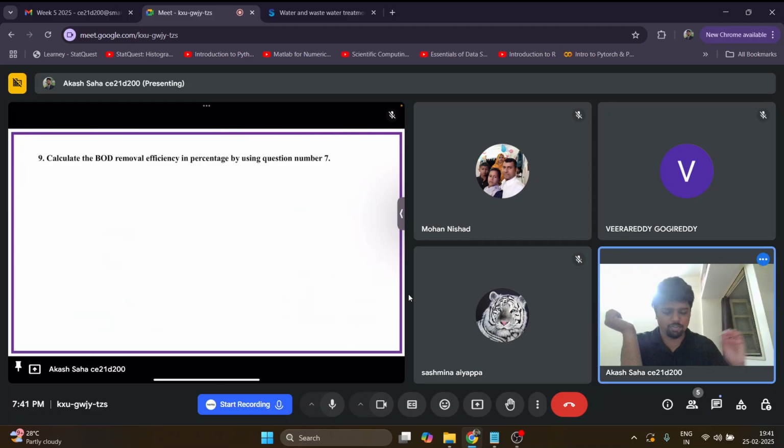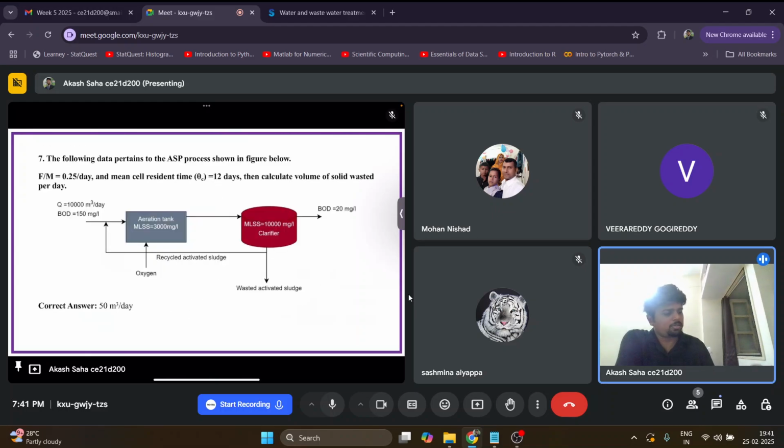I think this is one of the easiest questions. You have to find out the BOD removal efficiency in percentage in question 7. So I will just open up the figure again. Seeing that, please tell me what is the BOD removal efficiency. I think I should not solve this question because this is very easy. So please tell me what is the answer. I want all of you to please solve this.